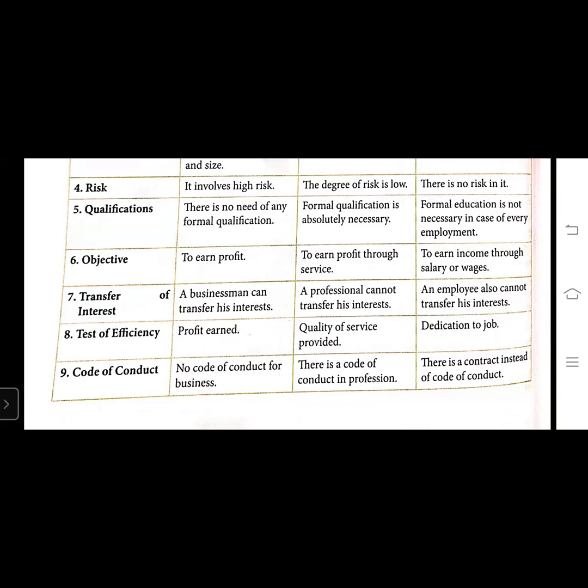No code of conduct for business. There are no rules for business, but there is a code of conduct in the profession. Profession has many rules, and they follow all rules very strictly. A strict code of conduct exists in every profession. And in employment there is a contract instead of a code of conduct. Whatever is mentioned in the contract is what the employee has to follow. So there is no separate code of conduct.